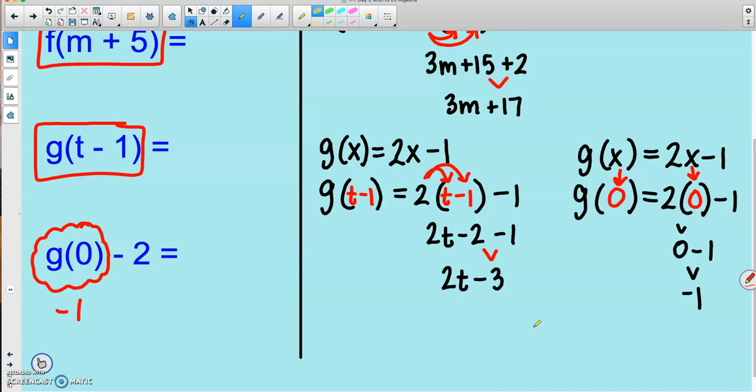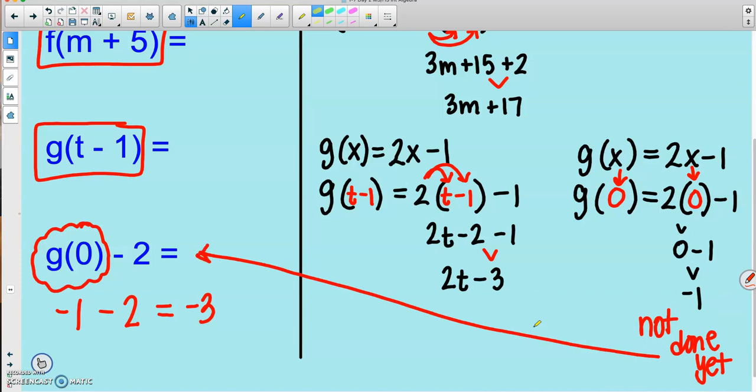So this is like saying -1 minus 2. So that would equal -3. So simplifying on this one actually gave me a nice number. So this was not completely done yet. Because of the way the problem looked, I had to go back over here and finish it. So take my g of 0 answer, which was -1, and then subtract 2 from it to get -3.